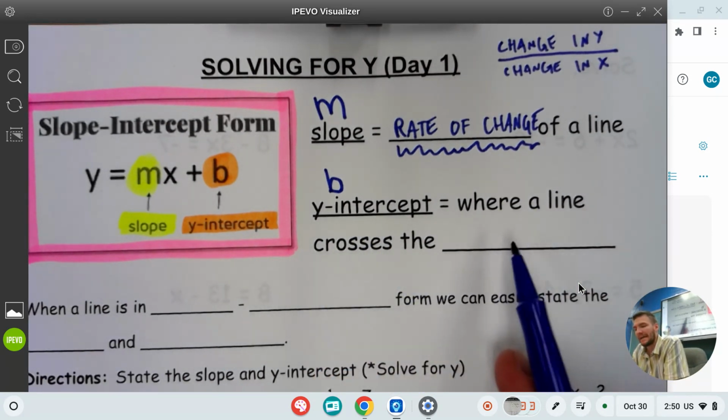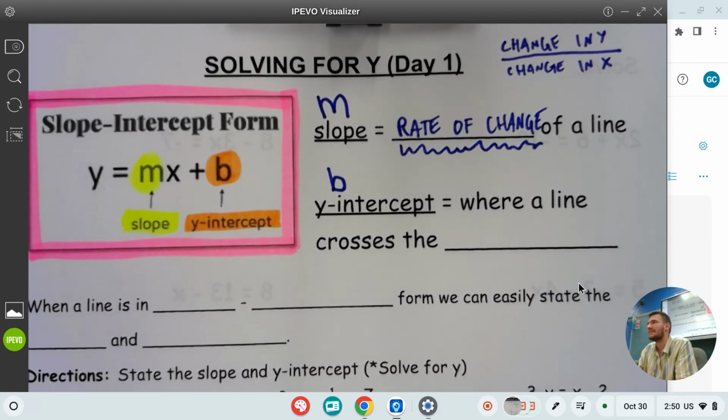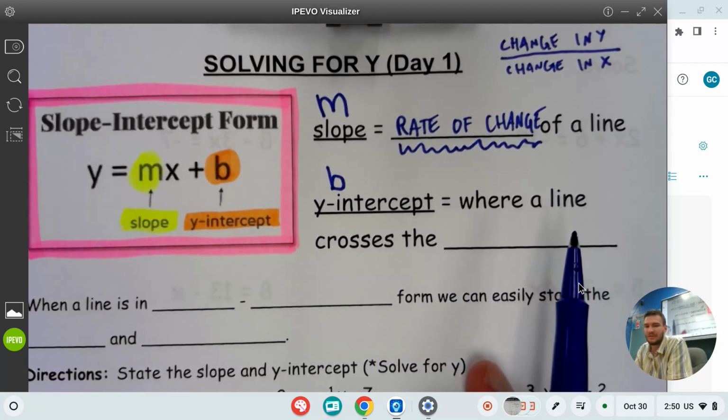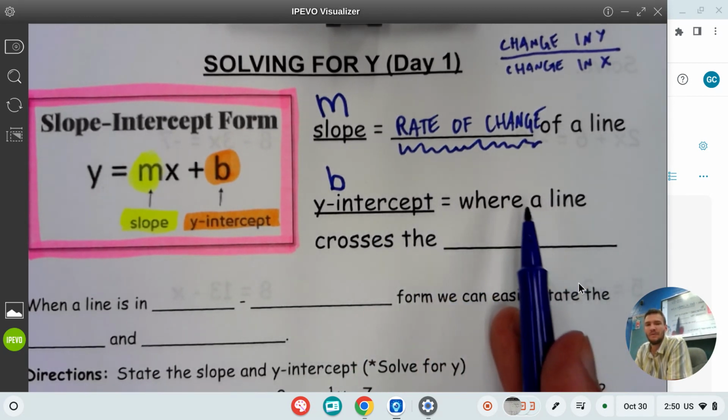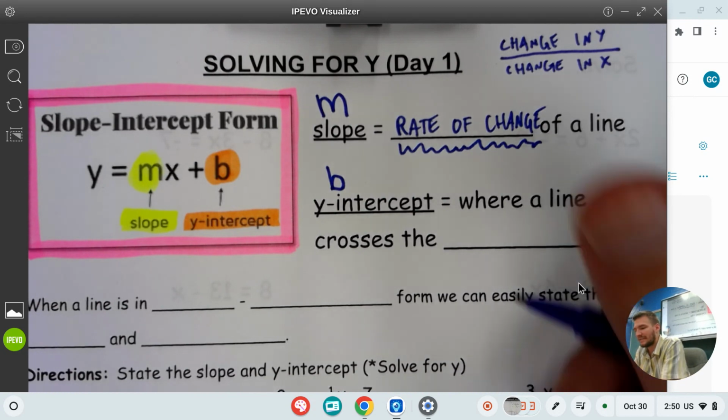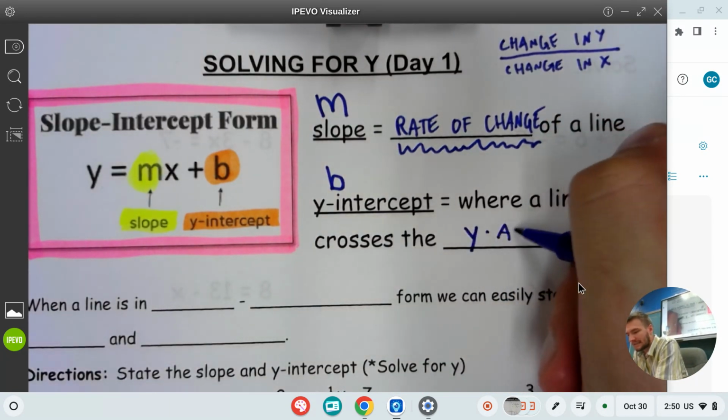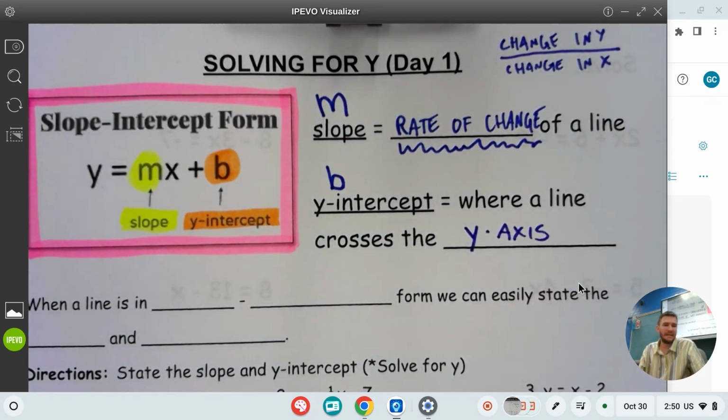Now the y-intercept, I strangely had some students earlier in the day kind of struggling with this, and it was a bit of a surprise. This is a little bit from middle school. This is where a line crosses the y-axis. Y-axis. Nice job. So let me give you an example here.